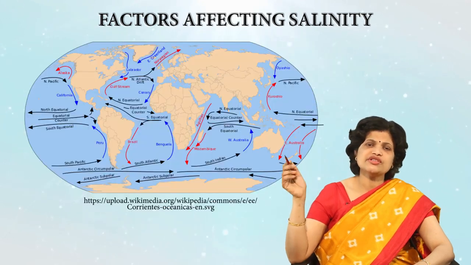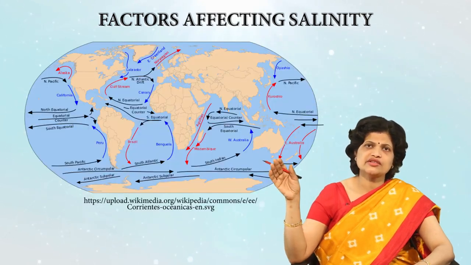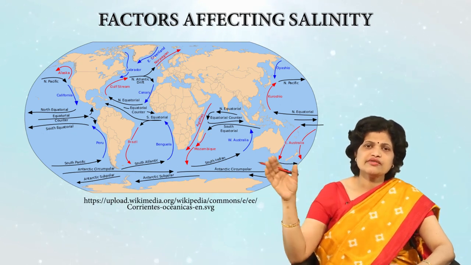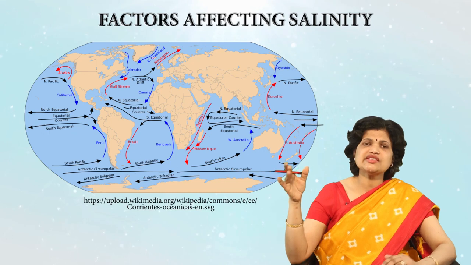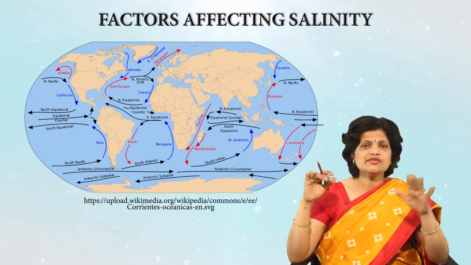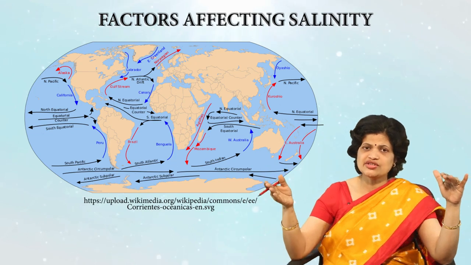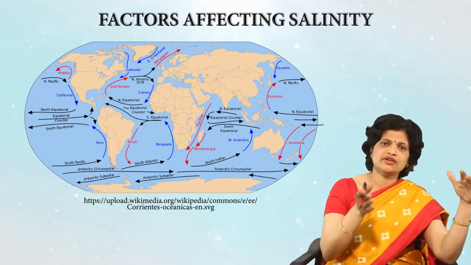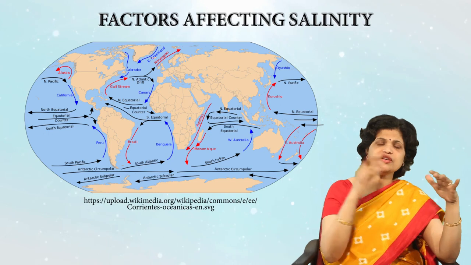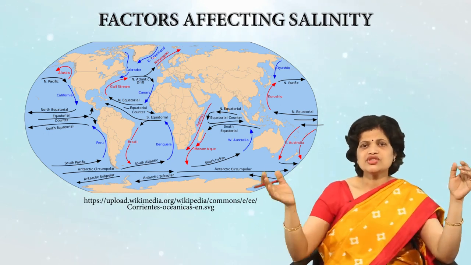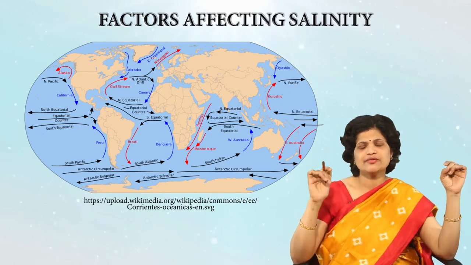Like warm ocean currents, take for example the North Equatorial warm current, will increase the salinity in the western margins of the oceans and decrease the salinity in the eastern margin, because the current is moving from the eastern part to the western part of the ocean. So, salinity is also affected that way.